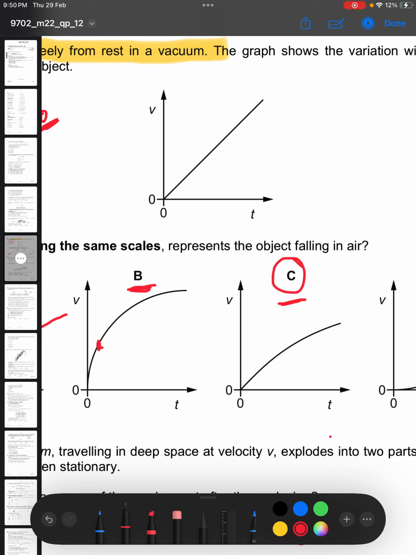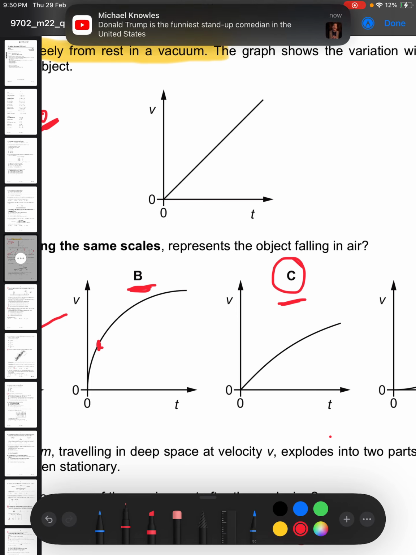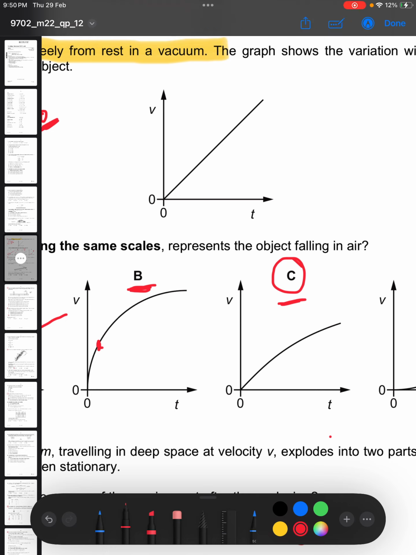Firstly, we were told that the velocity is starting from 0. So if velocity is starting from 0, we would expect the velocity to increase quickly when the acceleration is high, and as the acceleration decreases, the velocity increases more slowly. So I think I second C here. At first we should have a very steep gradient because the acceleration will be 9.81. So we need to reason out the question here.